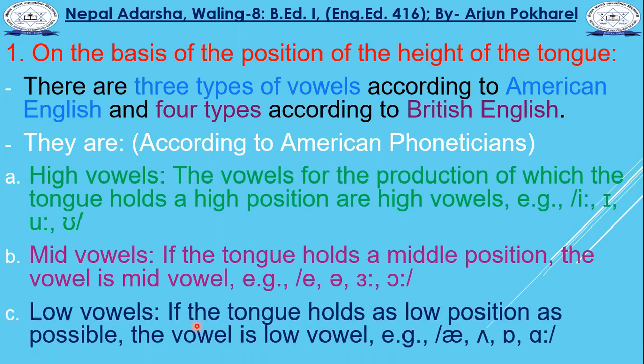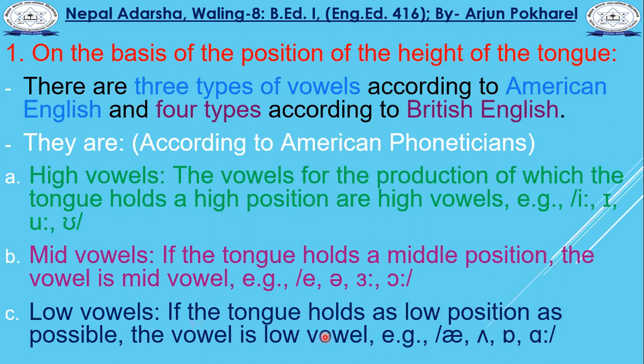Low vowels. If the tongue holds as low a position as possible, the vowel is a low vowel. Here, what happens? The tongue is in its low position. That's why the tongue holds a low position here. If the tongue holds a low position, then they are low vowels.